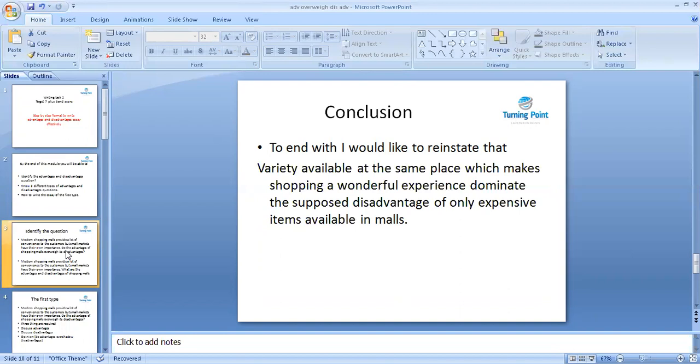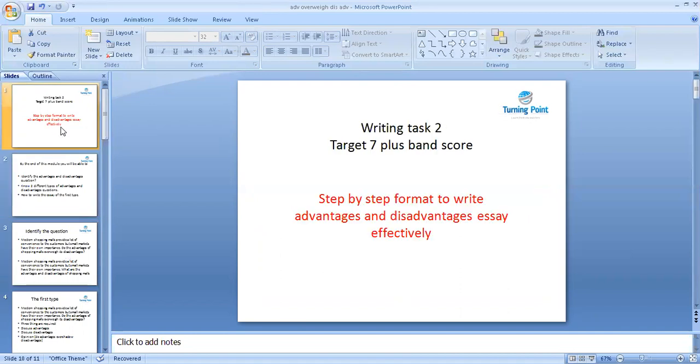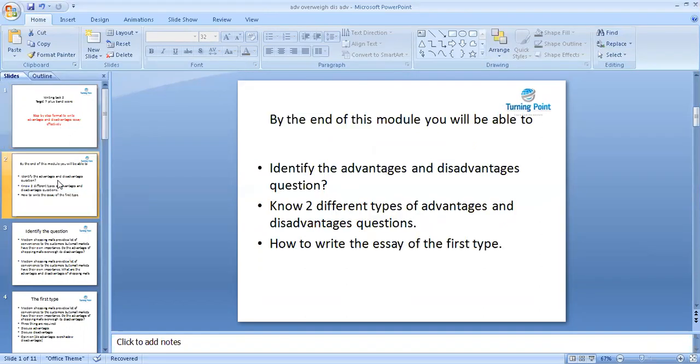In this kind of an essay, we have taken care of the task response, we have created coherence and cohesion, we have explained that we have a lot of range in our grammar, and we have used the relevant vocabulary as well. So guys, I want you to please make a note of this particular format, and whenever you get the advantage or disadvantage question, that advantages outweigh the disadvantages or not, this is the framework or the format which we are going to use.